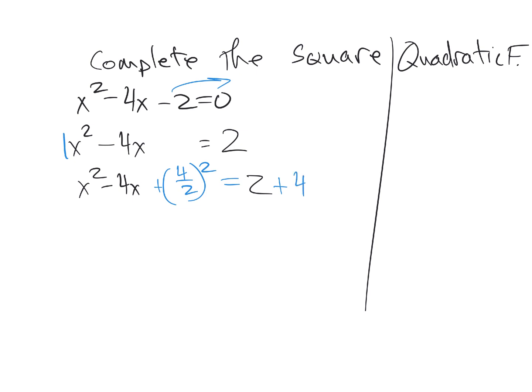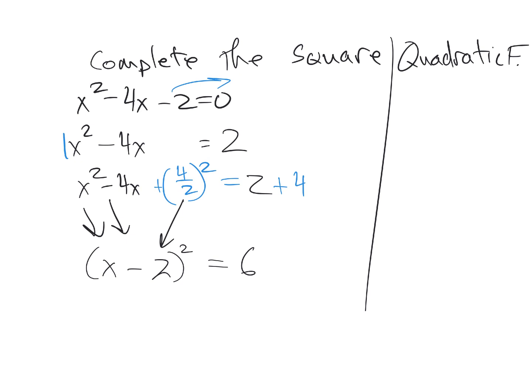4 over 2 is 2. 2 squared is 4. Leave it in fraction form. 4 over 2, you could leave it as 2, but if it's a normal fraction, just leave it as a fraction. Because what happens is, you use those values, x and a minus, and what goes in this position is just b over 2, not b over 2 squared. That's how you complete the square.